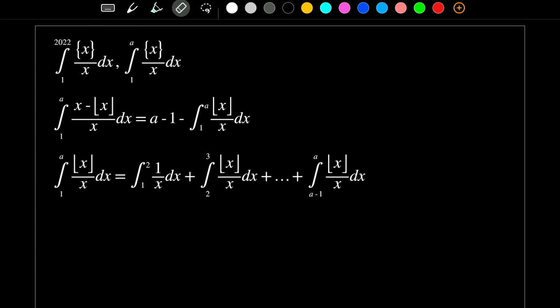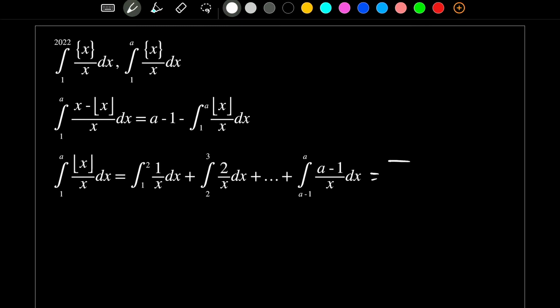Now on this next interval, we can do a similar thing. On this interval, we're always going to get 2 for our floor function. And then the next part, well, we're going to get a minus 1. So on each of these intervals, we can simplify our floor function because it has been contained on that specific interval. So in the end, we can get this sum, and let's now use summation notation from n equals 1 up to a minus 1 of the integral from n up to n plus 1 of n over x dx.